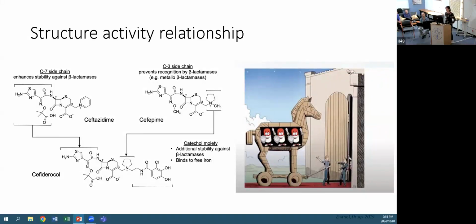So that's how Cefiderocol works. I always think of it like the Trojan horse. It sneaks in, the bacteria think it's bringing in iron, but in fact, it's bringing in this cephalosporin to do bad things.